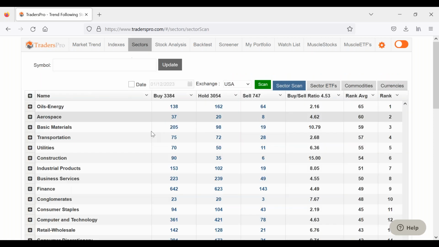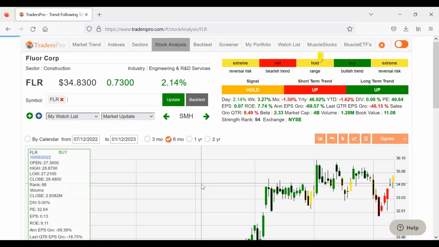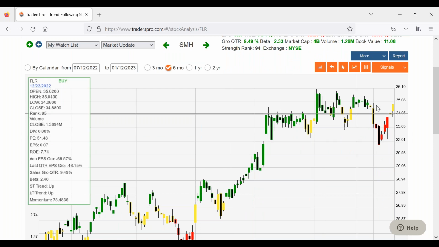Under construction, the one at the top here, 94 Strike Bank, FLR. Had this nice little run up right through here. This looks like the ABC correction. Now, what do you like to see in the C leg? It should look impulsive. It should look very sharp to the downside, which it does look like right here.